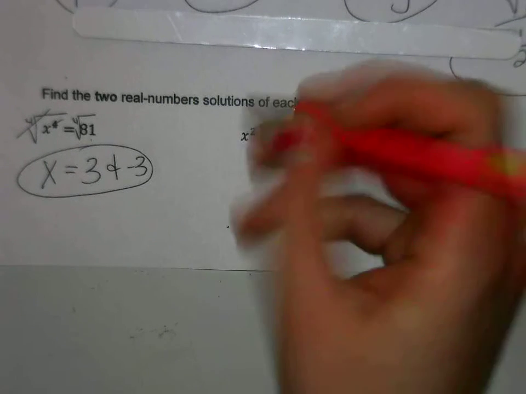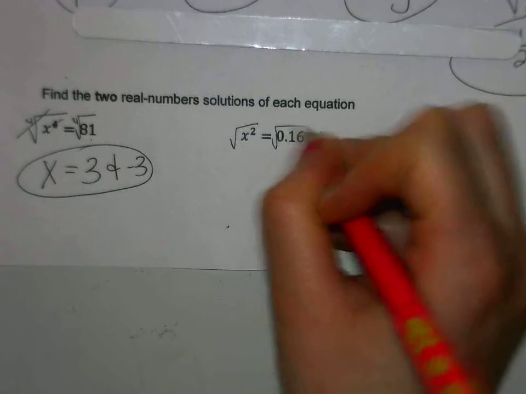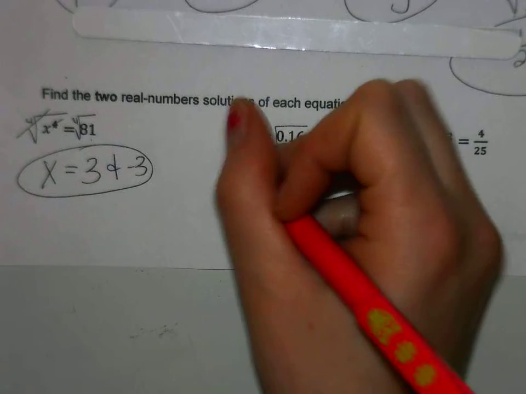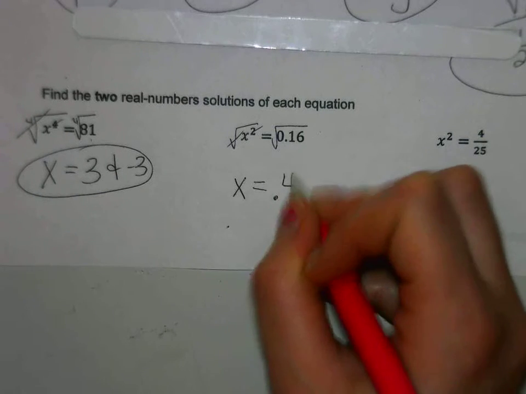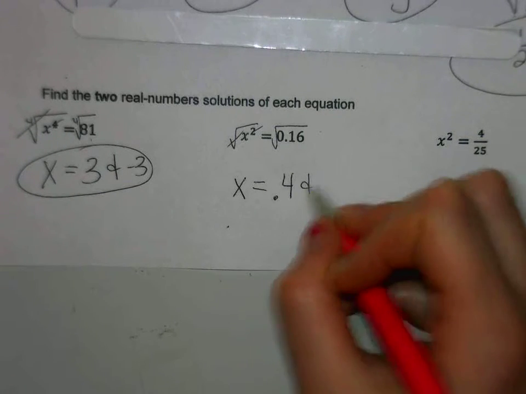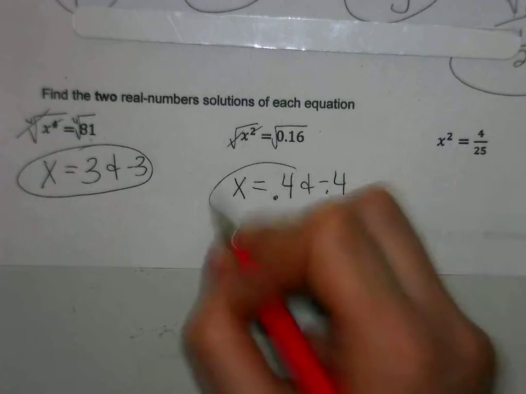To get rid of a square, we need a square root on both sides. These cancel each other out, so we're left with x equals 0.4 and a negative 0.4.